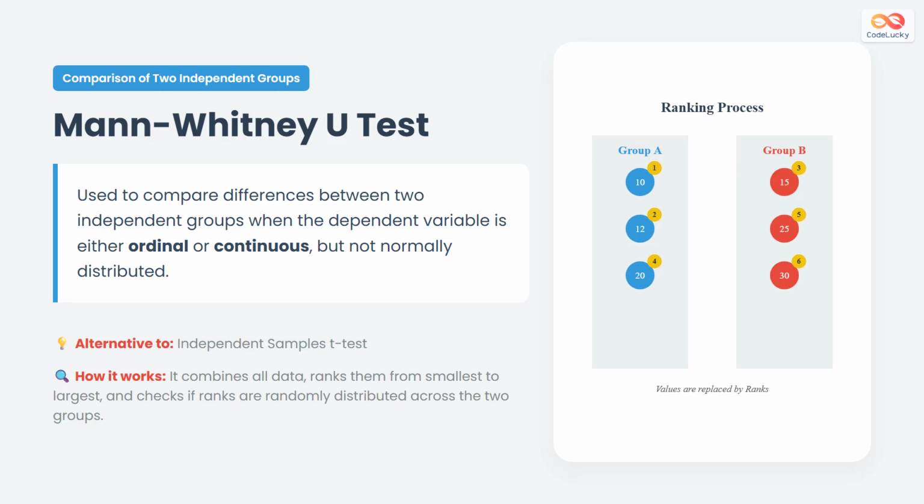Now let's look at specific tests. First up is the Mann-Whitney U Test. This is the nonparametric alternative to the independent samples t-test. You use this when you want to compare two separate groups, like a treatment group and a control group, but your data isn't normal. Instead of comparing average scores, it ranks all the scores from lowest to highest and checks if one group tends to have higher ranks than the other.